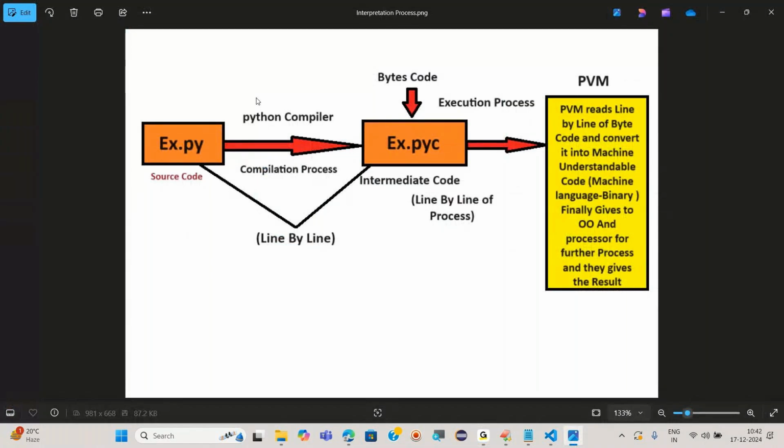what is source code? What's your good name? Rajshekhar. What is source code here? And what is byte code?